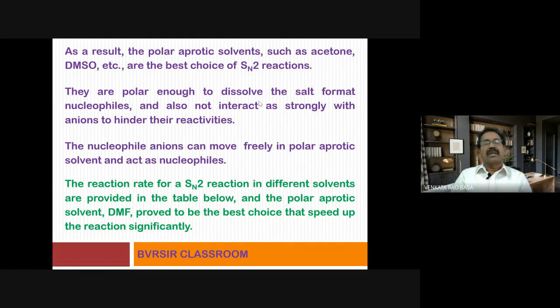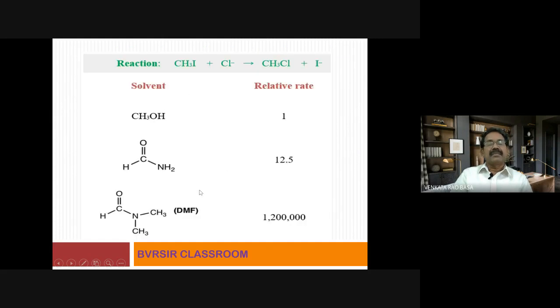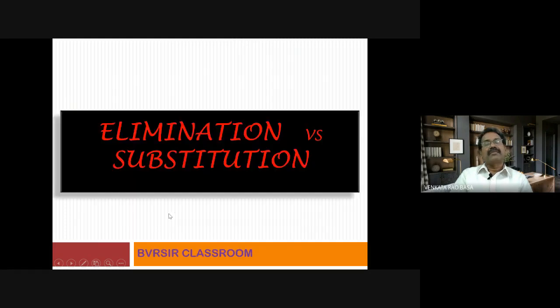They are polar enough to dissolve the salt-formed nucleophiles and also do not interact as strongly with anions to hinder their reactivity. That's why it is a very conducive form. The nucleophile anions can move freely in polar aprotic solvent and act as nucleophiles. So that is a very good situation. Among these, which one is best? You observe this one: the relative rate of reaction is very high. DMF can be suitably employed for SN2 reactions.